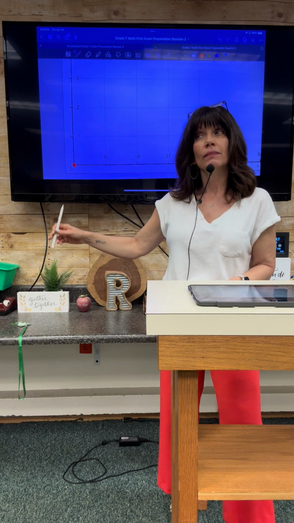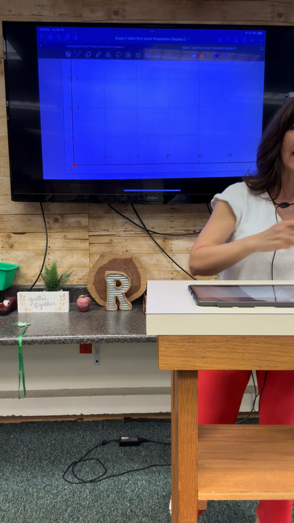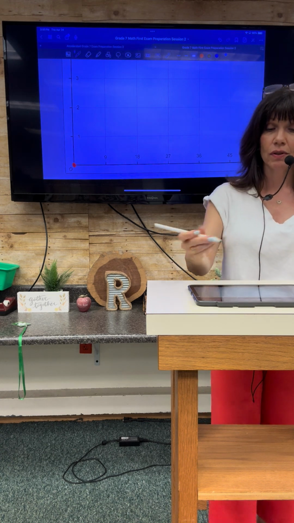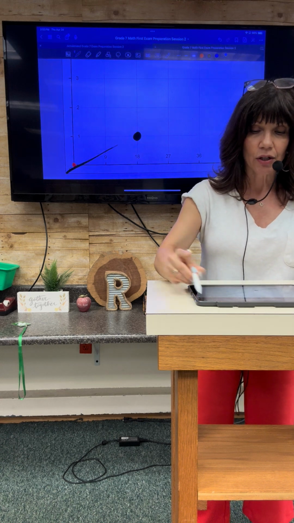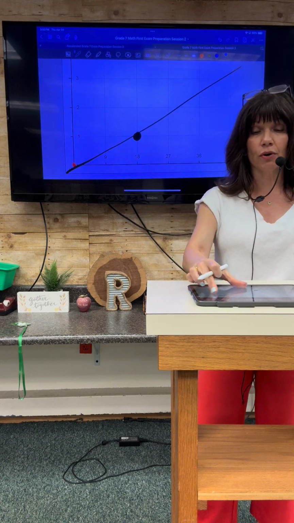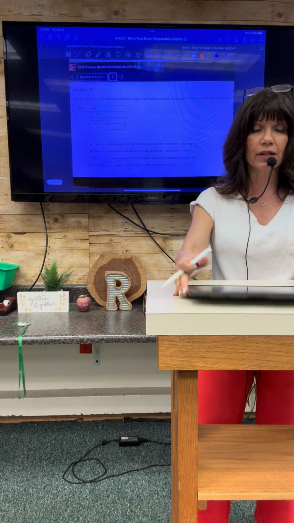So where will I head? Where will I head to get to 18? Across to the right. And then up how many levels? 1. Do you agree it would go right here? So then you will have created the graphed line on that coordinate plane. All right, everybody go to number 12.